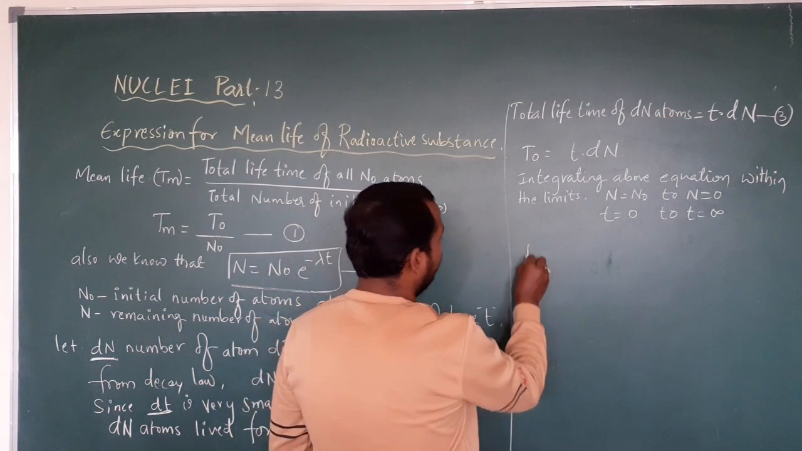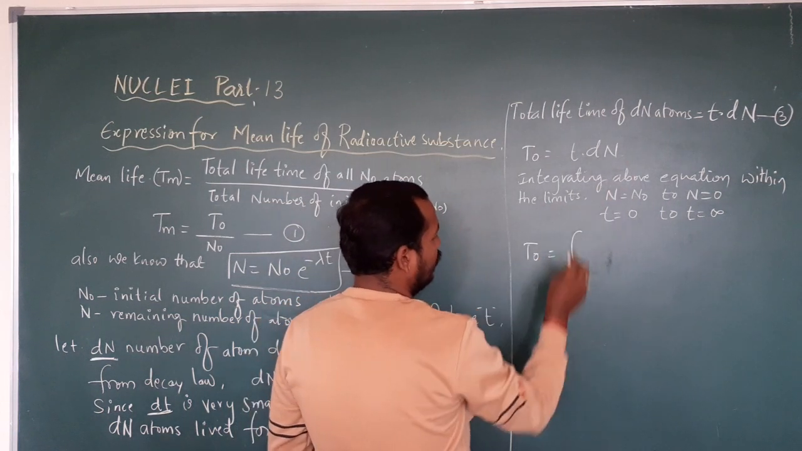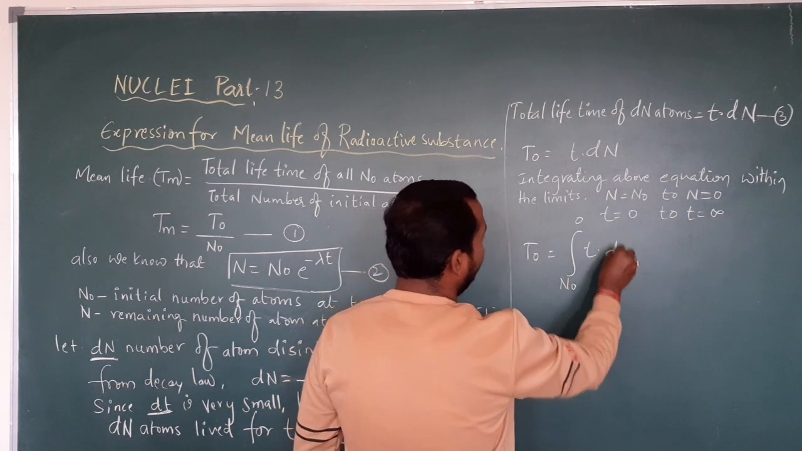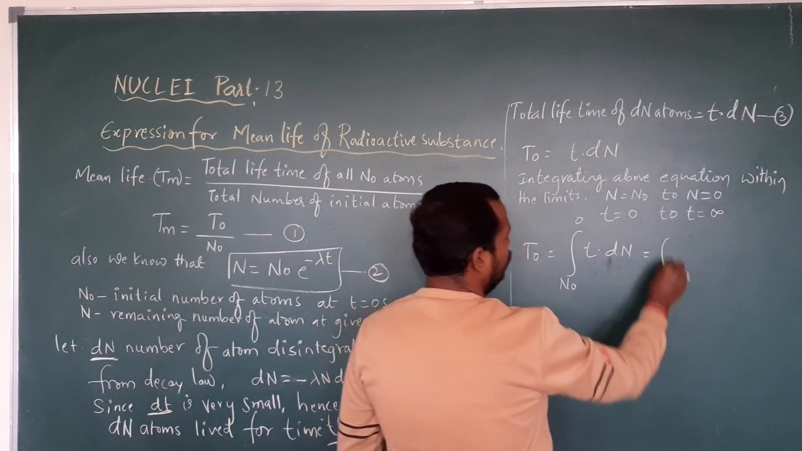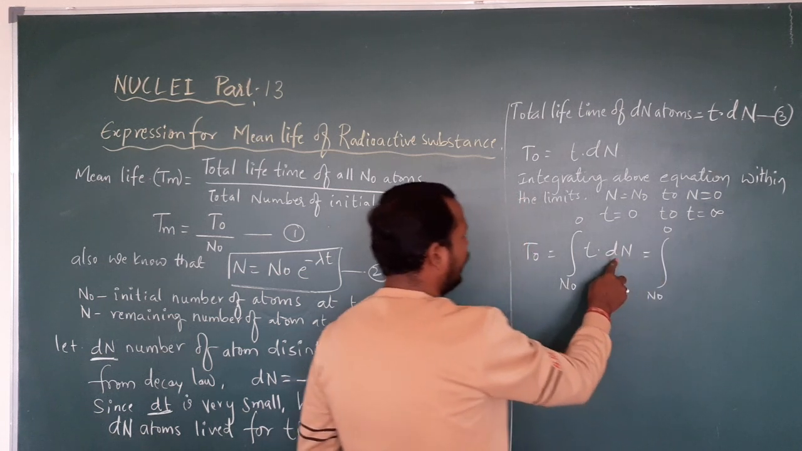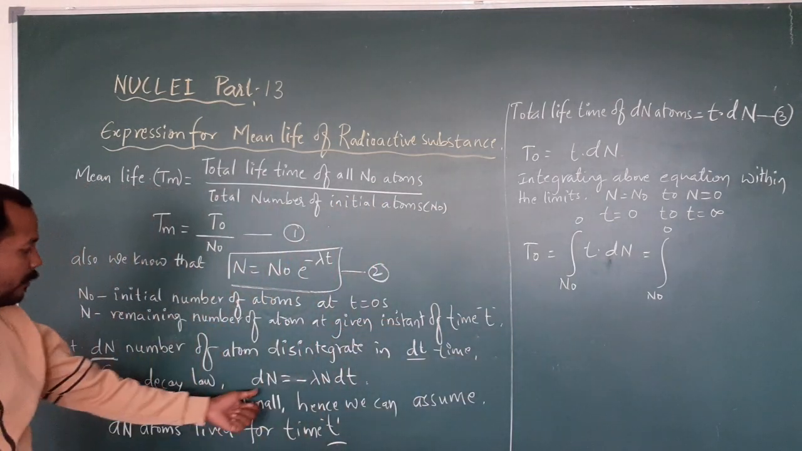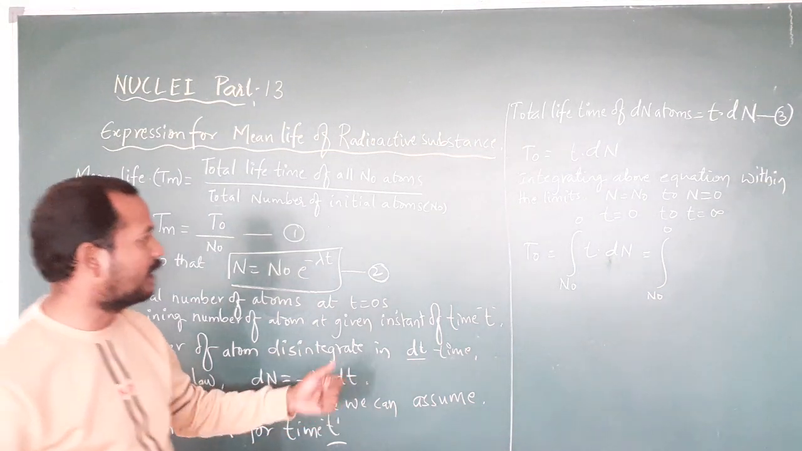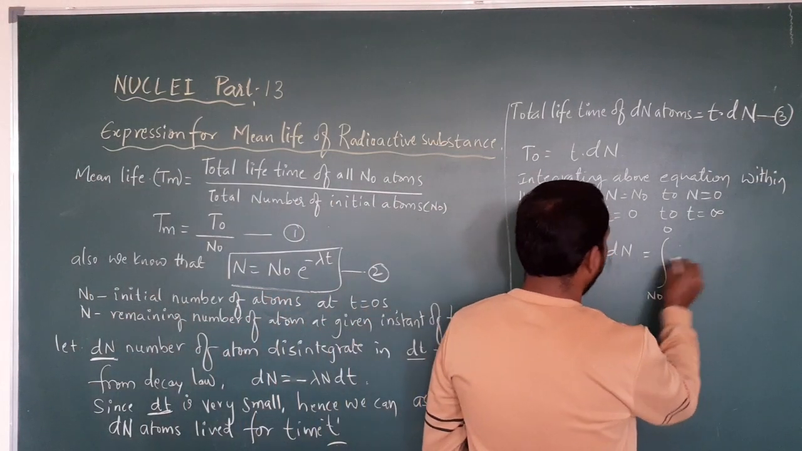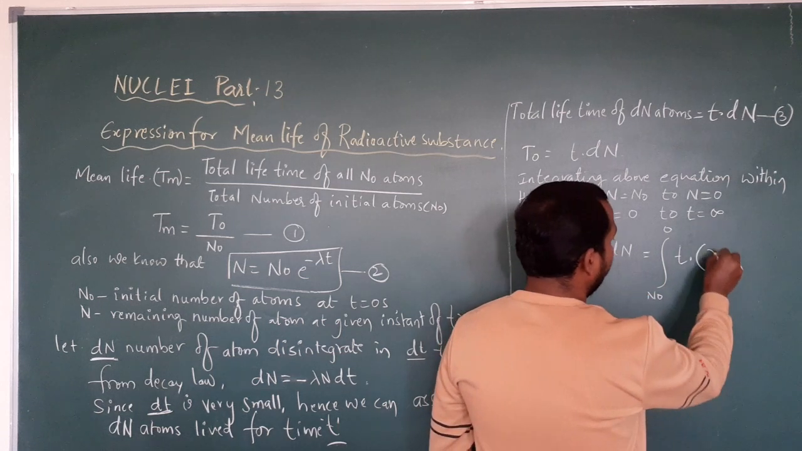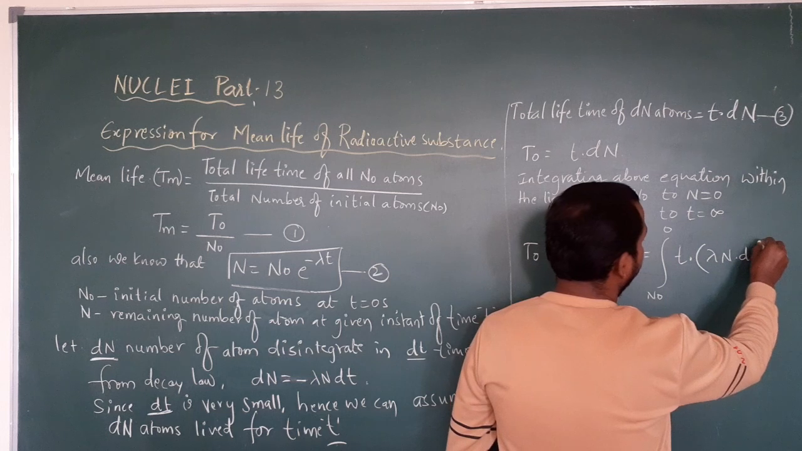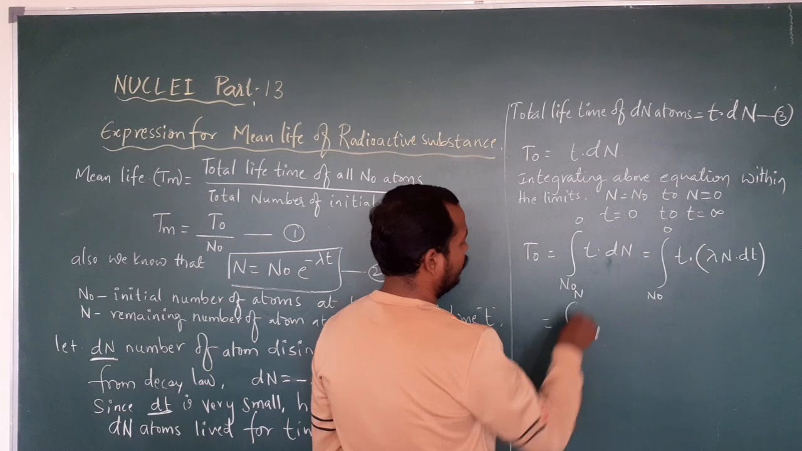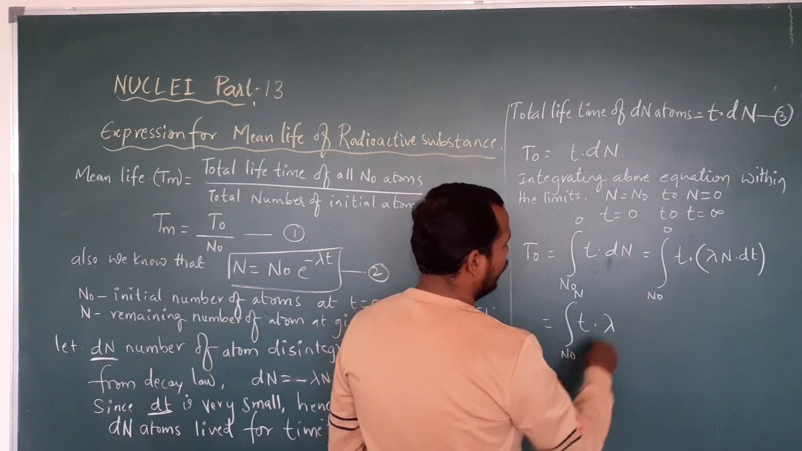Now first we'll integrate t naught with the n number of atoms, that is n naught to 0, t into dn. What is the dn equation here? We have the dn formula, that is minus lambda n into dt. Here I am not going to consider the minus, just lambda n into dt. That is t as it is. In place of dn I can write lambda into n into dt. Now this can be written as n naught to n, t as it is, lambda n.